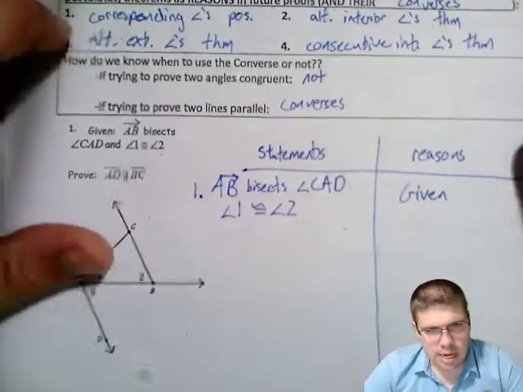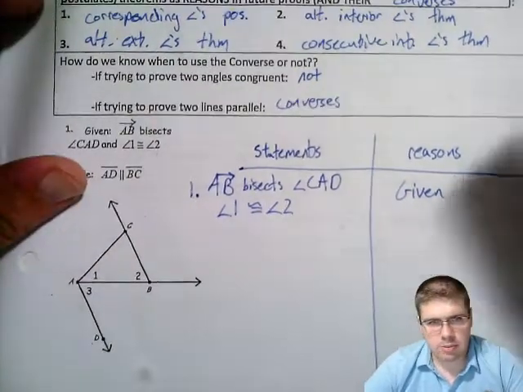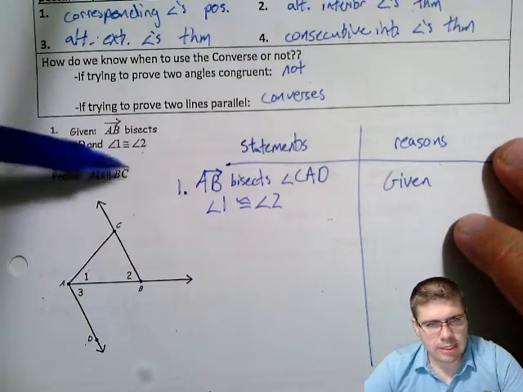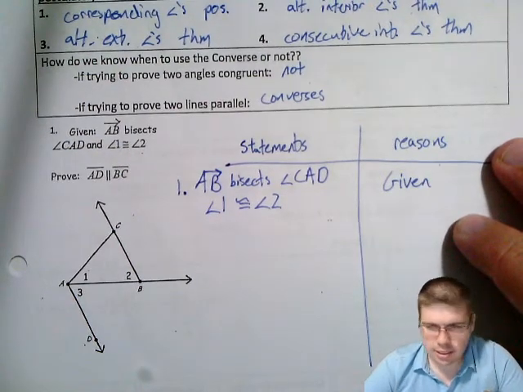All right, so then now we actually get to doing some work. That's always where we end up. And where we want to end up is we want, at the end, to be proving this. We want this to be our last statement, that AD is parallel to BC.